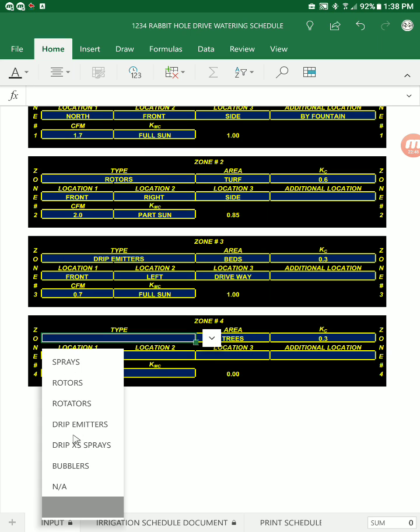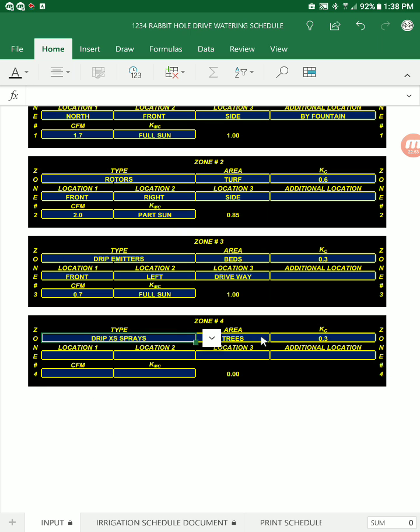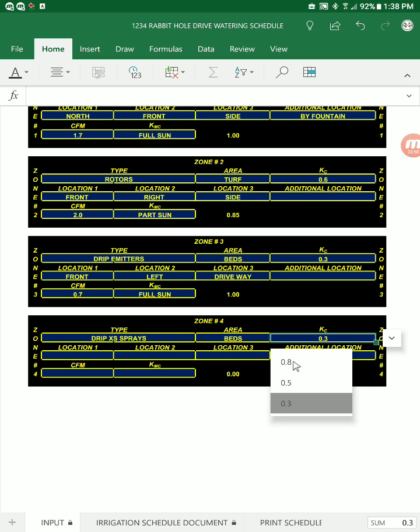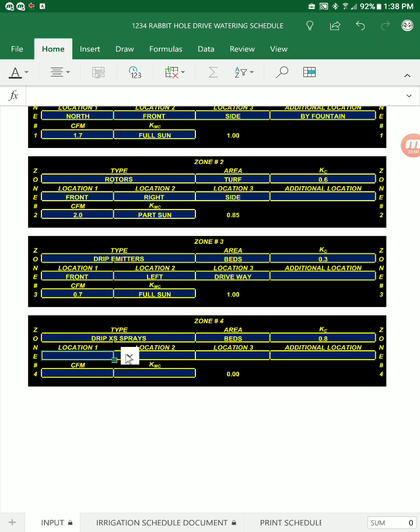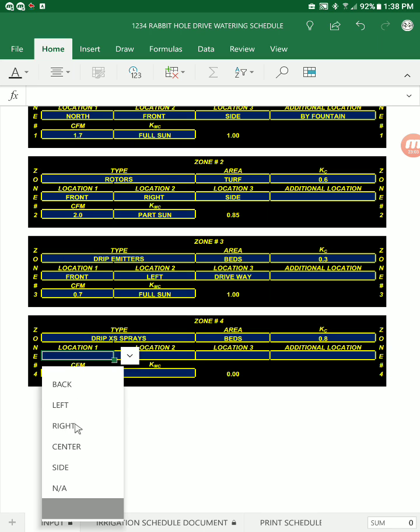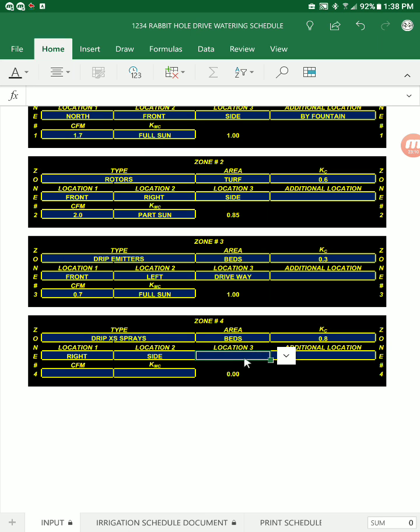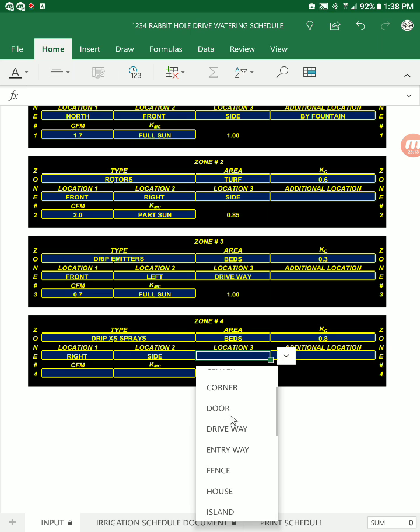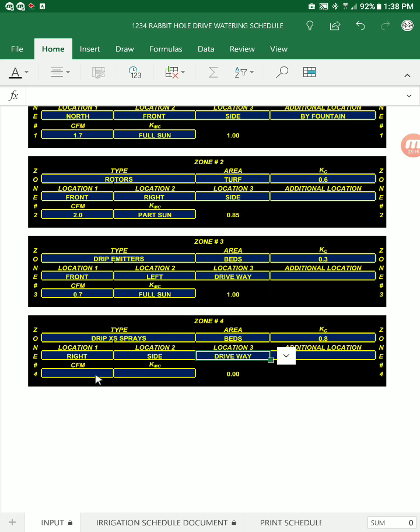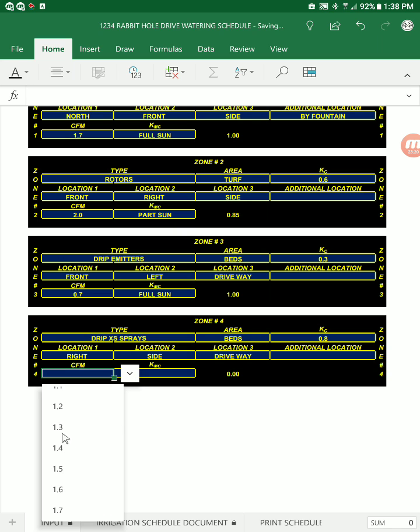But let's go back. What would we say this one was going to be? Let's say this is drip, excess sprays. Let's just say this is beds. And excess sprays we normally do put on those high annuals, those high flower color annuals. And then we'll call this one the right side of the driveway. Unfortunately, I don't think I put this on alphabetical. Right side of driveway. And then my cubic feet per minute, let's just say it's not very much. Okay, 0.3. Now I'm done.